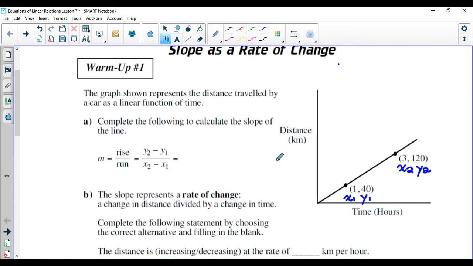And what I'm going to do is sub the numbers into the equation, but I'm also going to sub in the units of measurement. So for my y-axis, my units of measurement would be kilometers. So my y values are going to have units of kilometers beside them. My x-axis is going to have units of hours. I'll abbreviate hours with h. So if we go ahead and calculate this, y2 is 120.